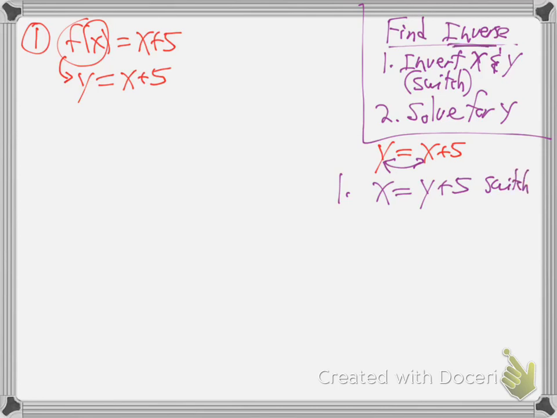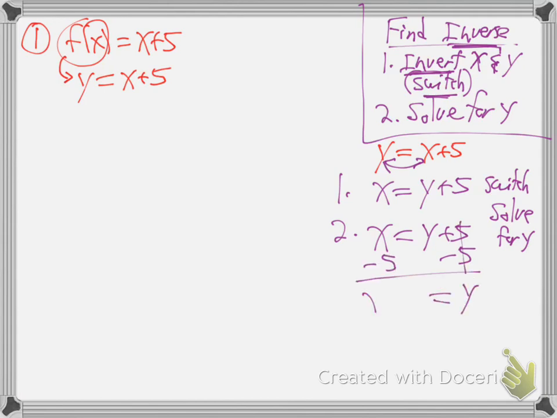That's what it means by inverse function. You invert or switch x and y. Step 2, solve for y. So I take this equation and I solve for y. How do you get y alone? Subtract 5 from both sides, so y is x minus 5. So there it is. That's the inverse function.